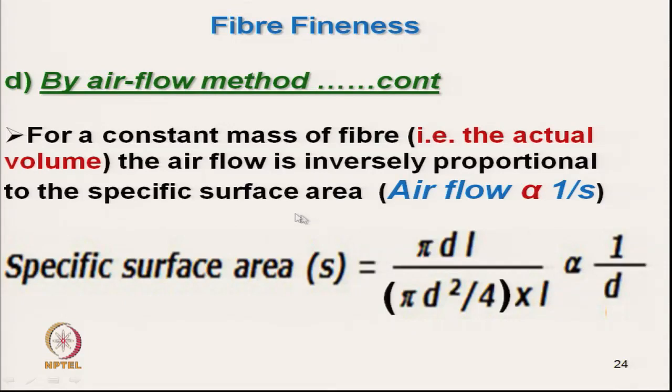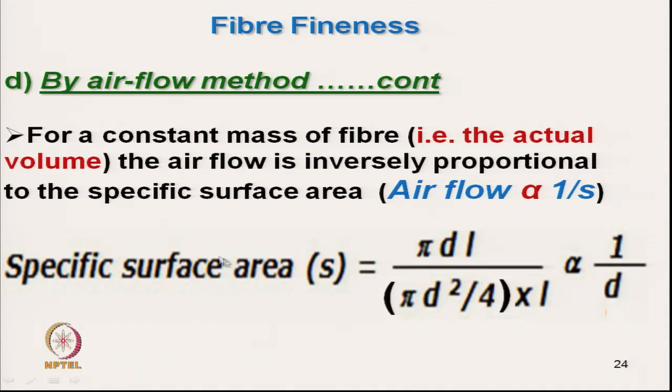So, that is the specific surface area here, it is the total surface area. Considering the fiber is a circular one for calculation purposes, that is the total surface area: pi d is the perimeter of the fiber, multiplied by the total length of the fiber. This is divided by the total volume, pi d square by 4 multiplied by L, which is the total volume of fiber. So, that means it is inversely proportional to the diameter of fiber.